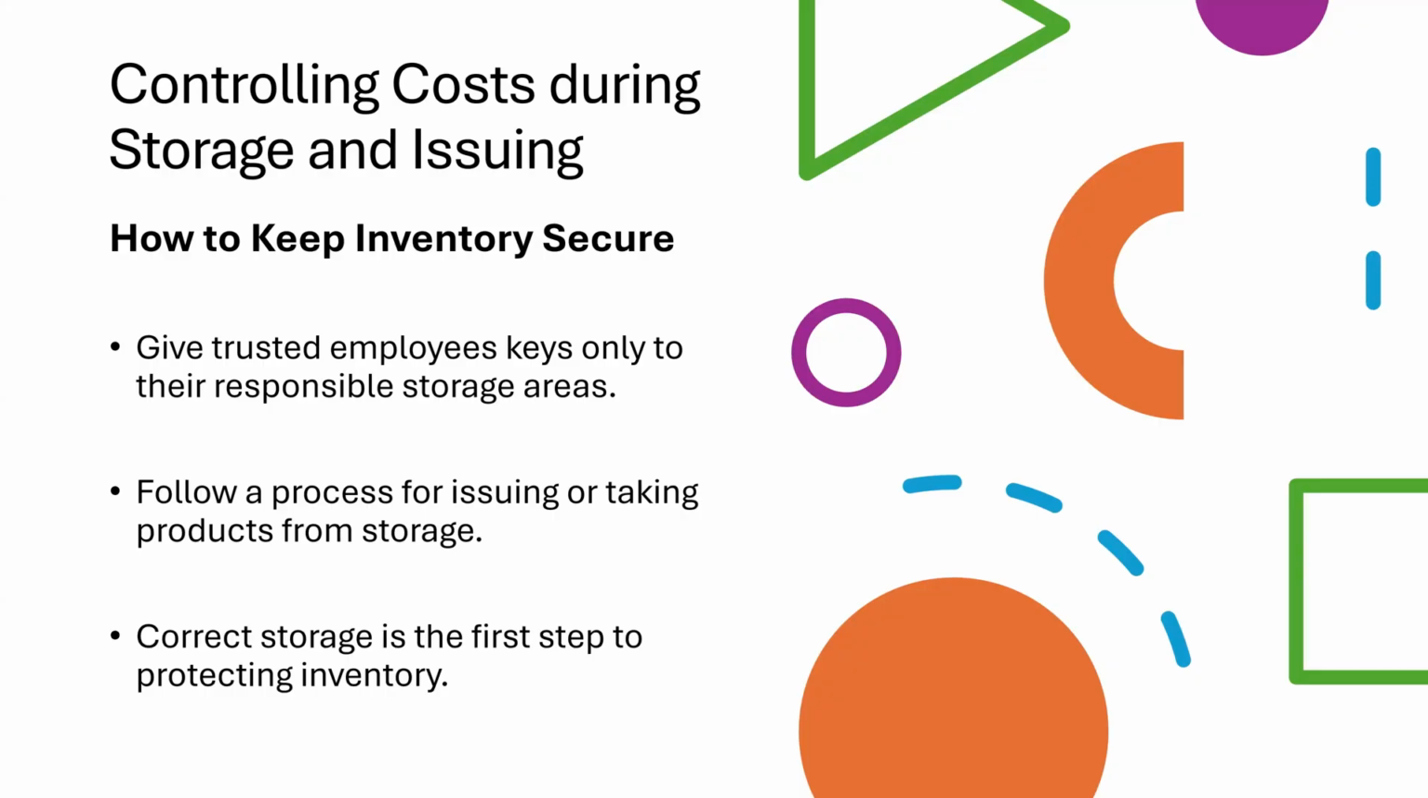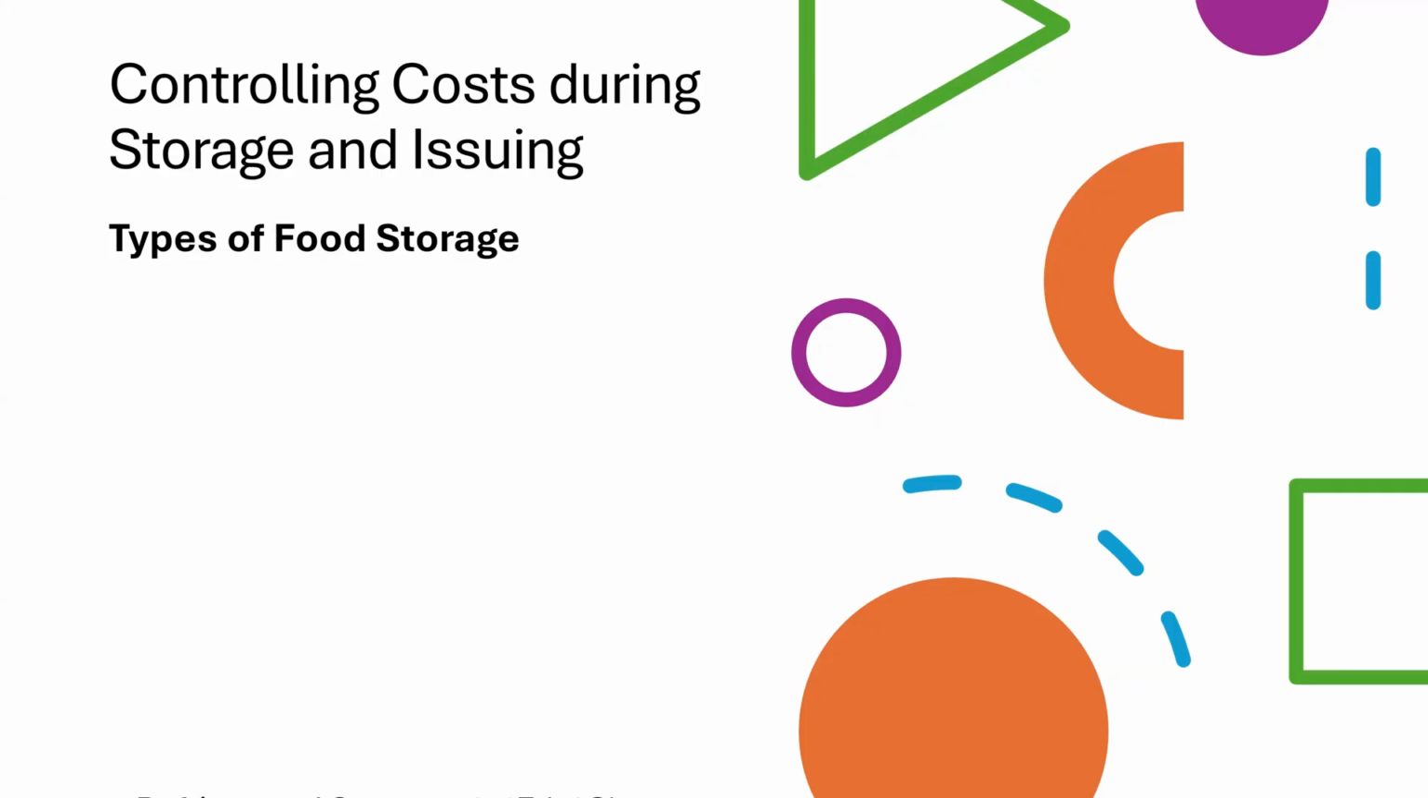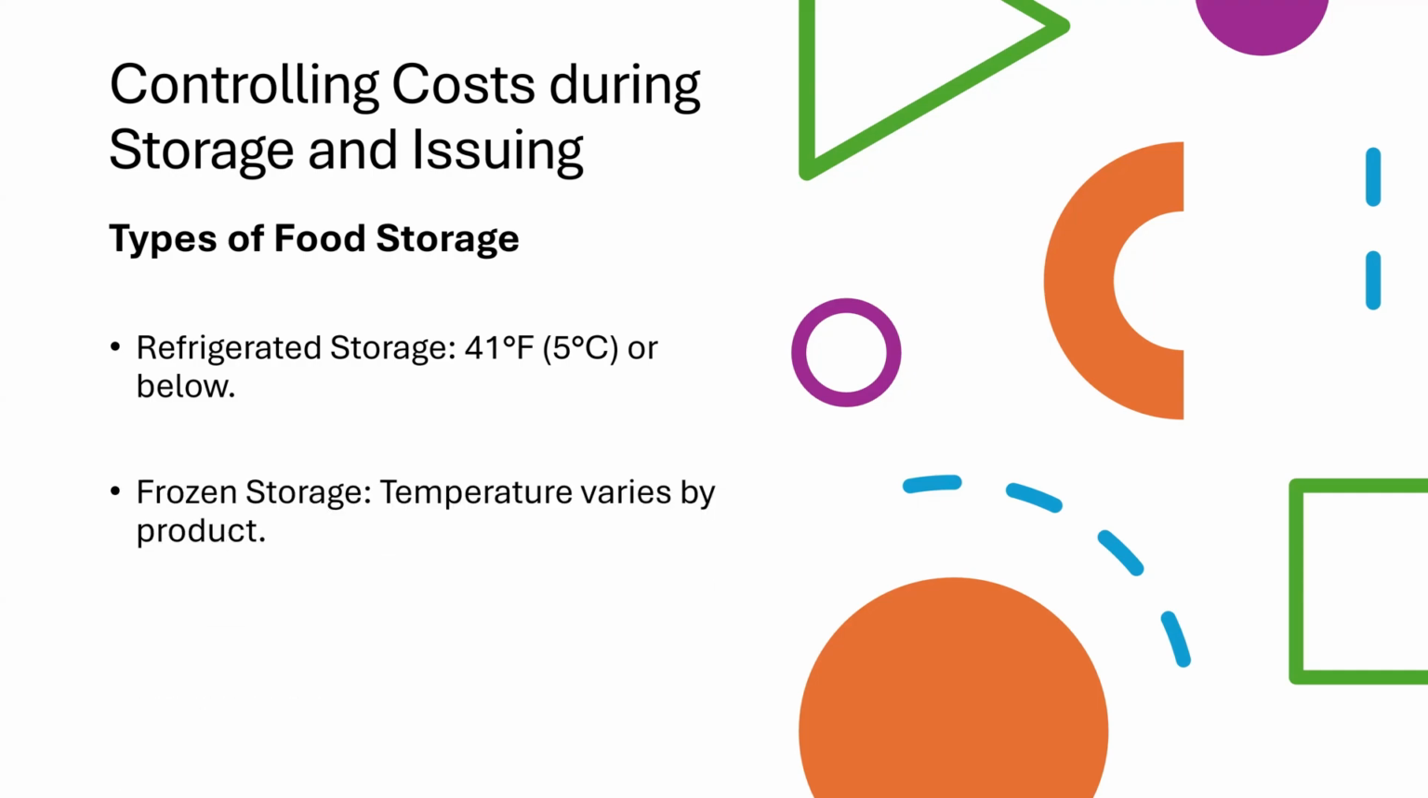Correct storage, the way we store stuff, is really the first step to protecting inventory. Types of food storage: refrigerated storage, stuff that comes to us cold, needs to be stored at 41 degrees or below, so we want to make sure our equipment, mainly the refrigerator, is in working order. Frozen storage temperatures vary based on the product, so we have to read the product label and make sure we have specific storage areas for those specific products. Understand all of that. And for dry storage, really 50 to 70 degrees is where you should store it, so there won't be any issue with the products.